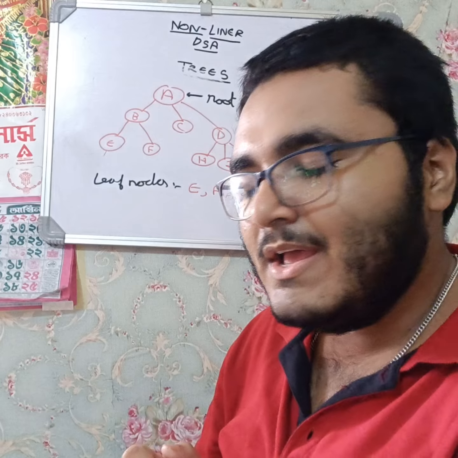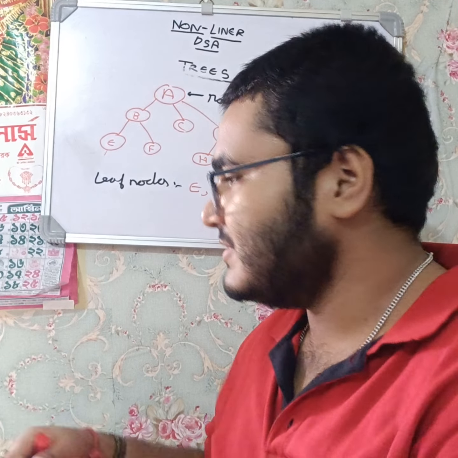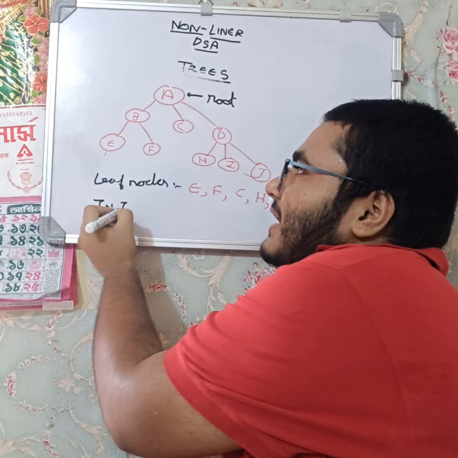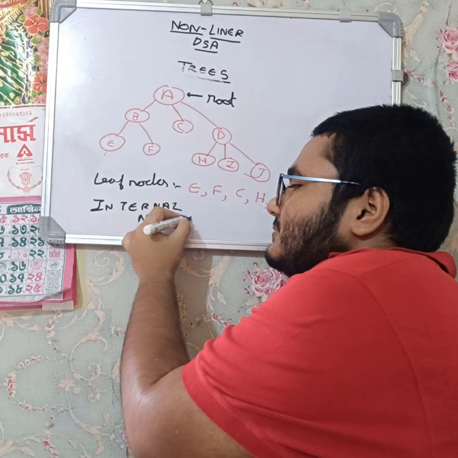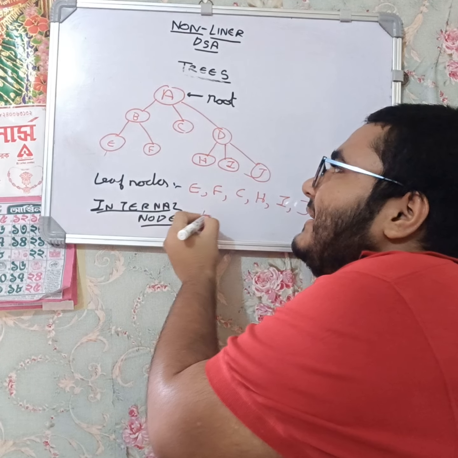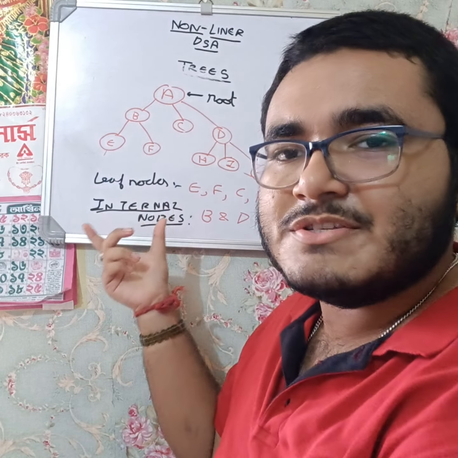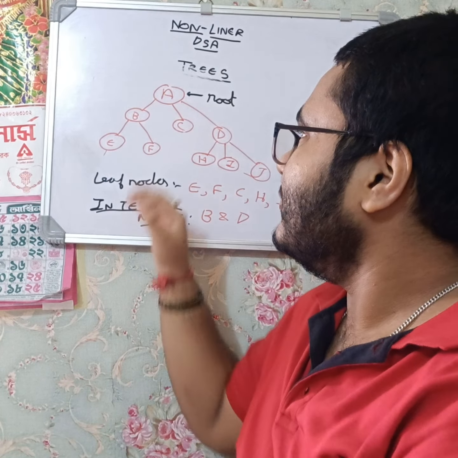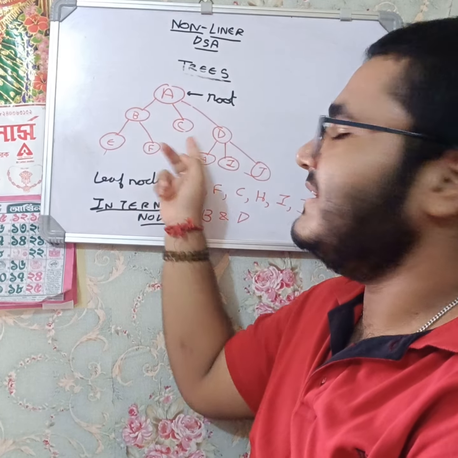The root node is A, and other than the leaf nodes and the root node, the nodes are called internal nodes. So the internal nodes here are B and D. So this is the concept of a tree. This is the root node, the internal nodes are B and D, and E, F, C, H, I, J are the leaf nodes. Fine.